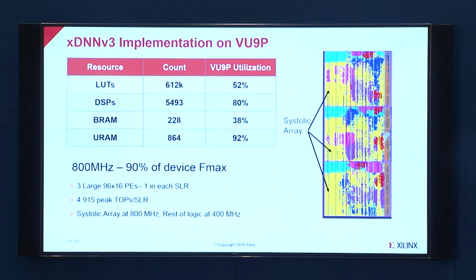I said that the peak for int8 was around 17, so you're pretty much getting the max of it. It's a 2-clock design. Your systolic array runs at 800 megahertz, and the rest of the logic runs at 400 megahertz.